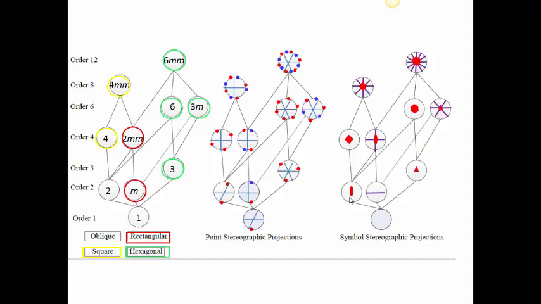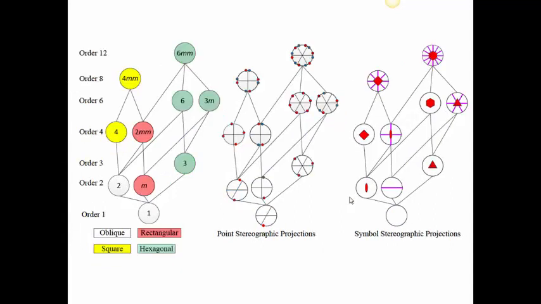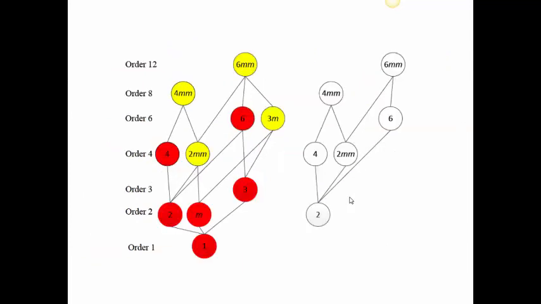And now we're done. And if you can do that successfully, you really understand how the point groups are related to one another through both the stereographic projections and the symbol stereographic projections. Here's the figure that appears in the book, which is the same one we've just derived. And finally, there's 2 more things that we can do.